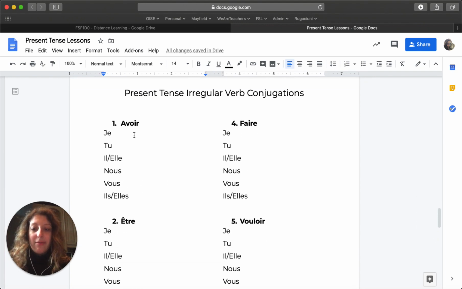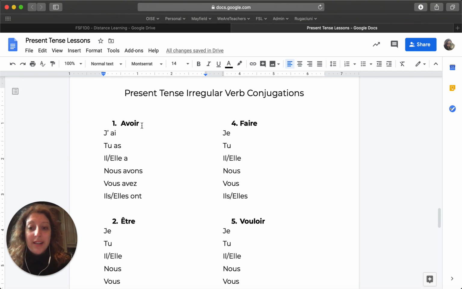We already know our avoir conjugations because we've had to use them with passé composé. So if we continue with avoir, je turns into j'ai, tu as, il and elle a, nous avons, vous avez, and ils and elles ont. We recognize all of these from our passé composé grammar unit because we had to use them before another verb that we had to conjugate there. But now this is our present tense avoir conjugation.